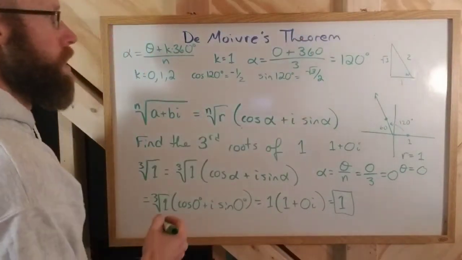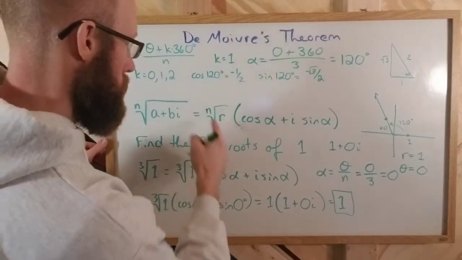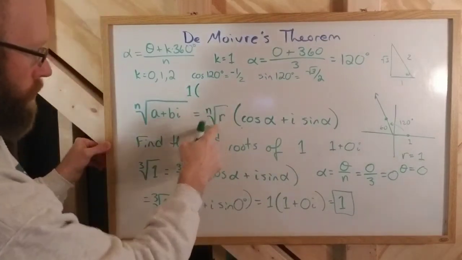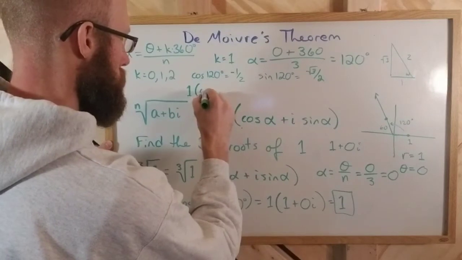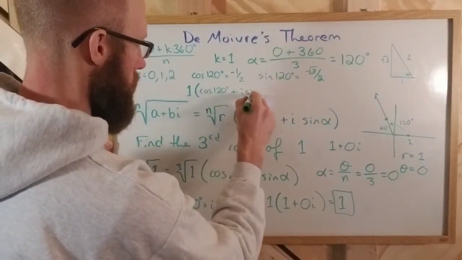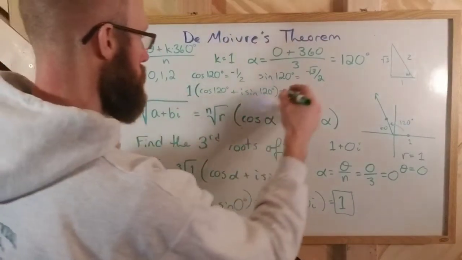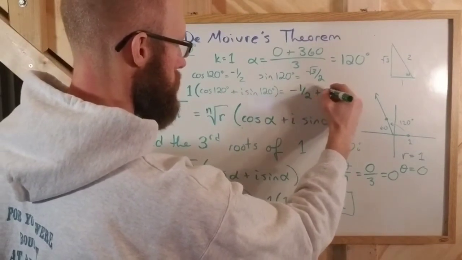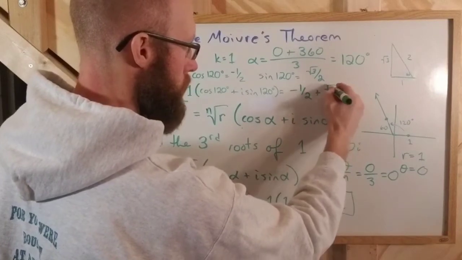Okay. So that tells me that the next value is going to be 1, because the root of r is 1, times the cosine of 120 plus i sine of 120, which is equal to negative 1/2 plus √3 over 2 i.